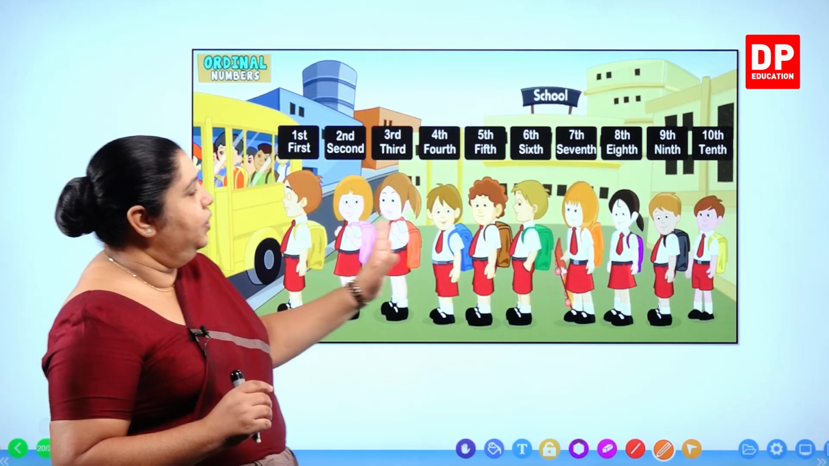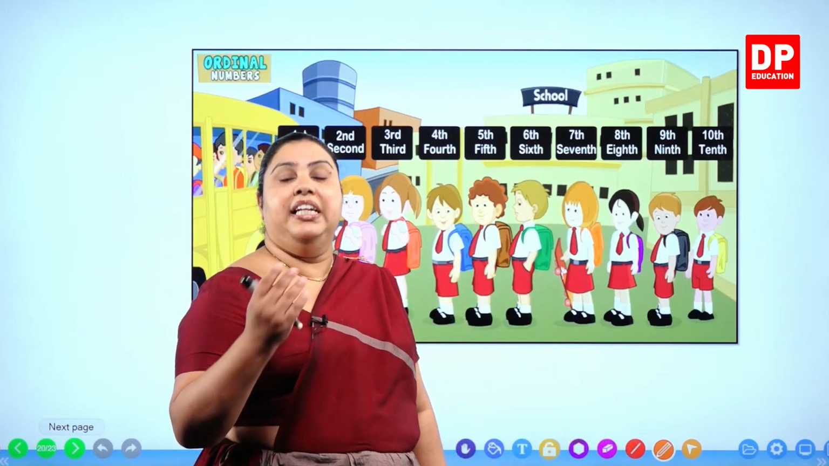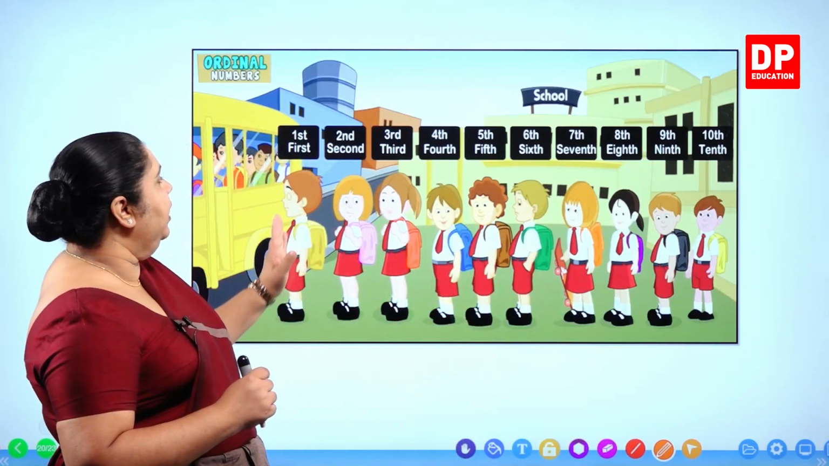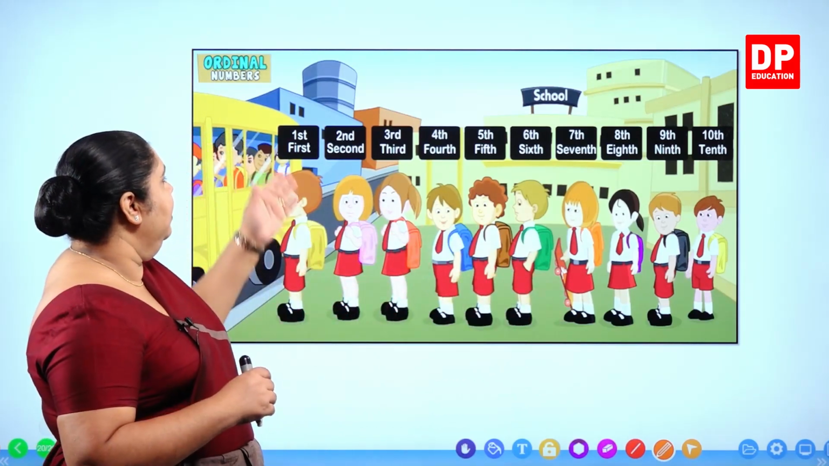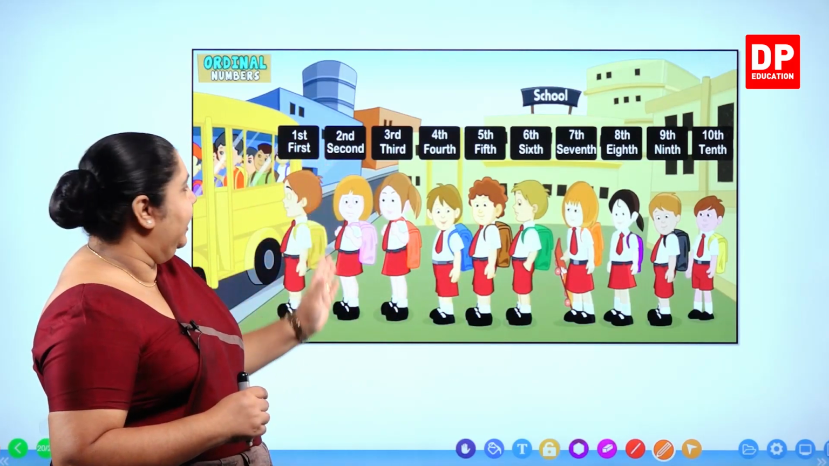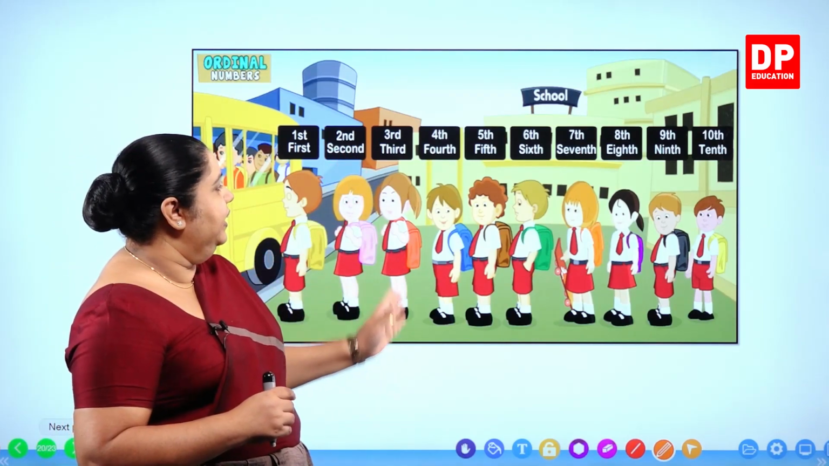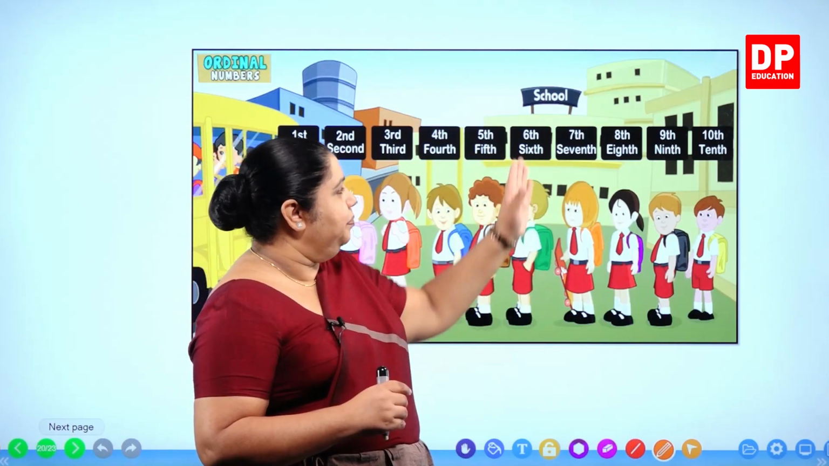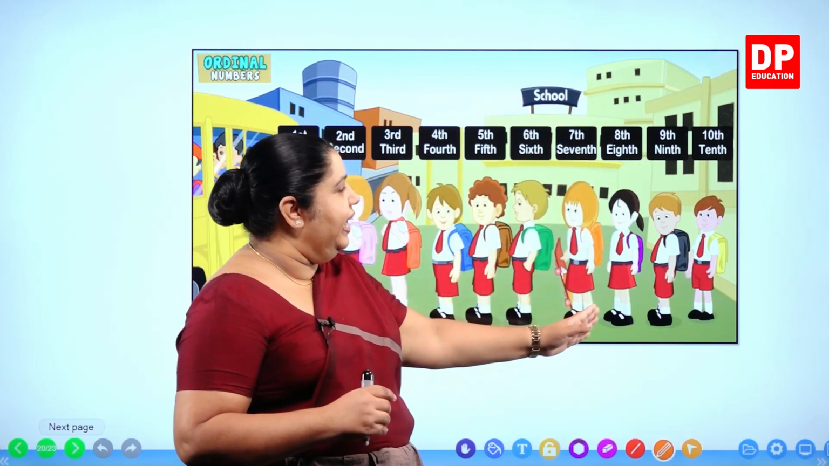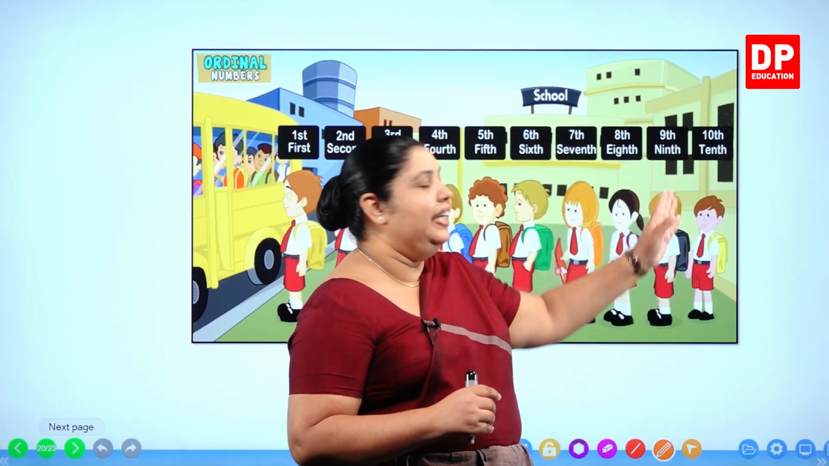Now how many children do we have here? We have 10 children. So according to the different places that they are standing, we can call them first, second, third, fourth, fifth, sixth, seventh, eighth, ninth, 10th.